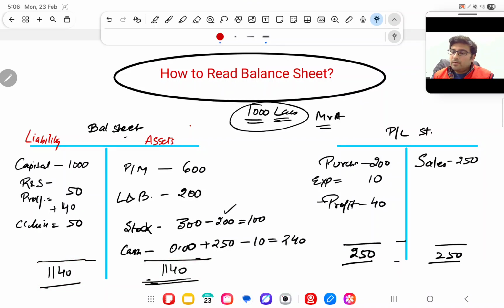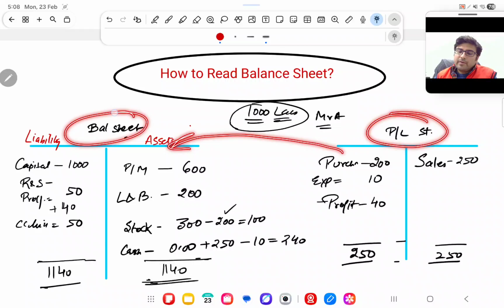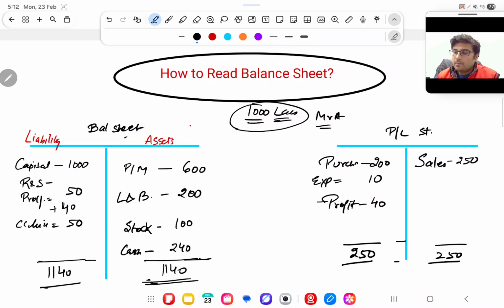Are you getting my point? The point is that every transaction will have two effects and it will be reflected on either side or the same side of the balance sheet. So this is the overall idea of how the balance sheet is affected or prepared. What is the significance of the profit and loss account, and how the items are moving and affecting the balance sheet.